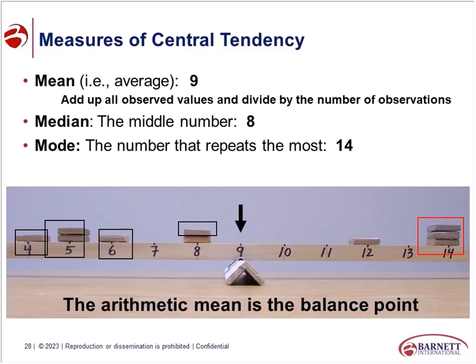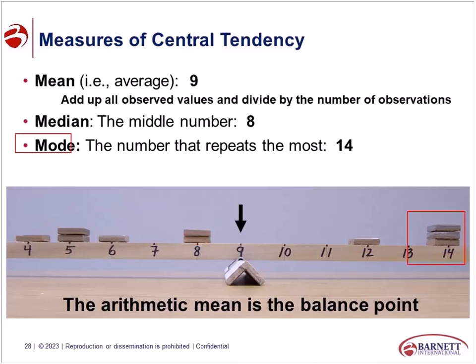The last one you'll see reported in the literature is something called the mode, and that is just the most common. We have 3 tiles sitting on 14, so the mode is 14. So all 3 measures are considered to be measures of central tendency.